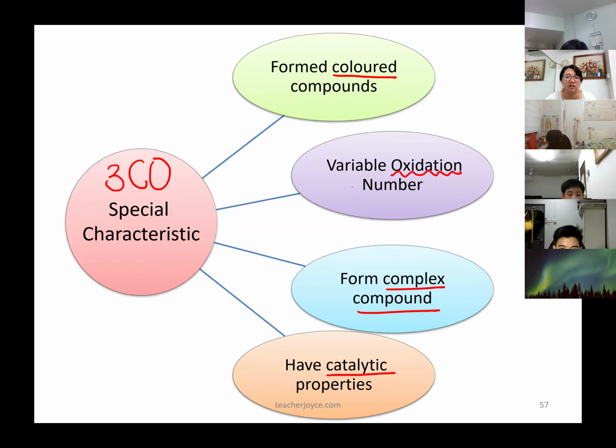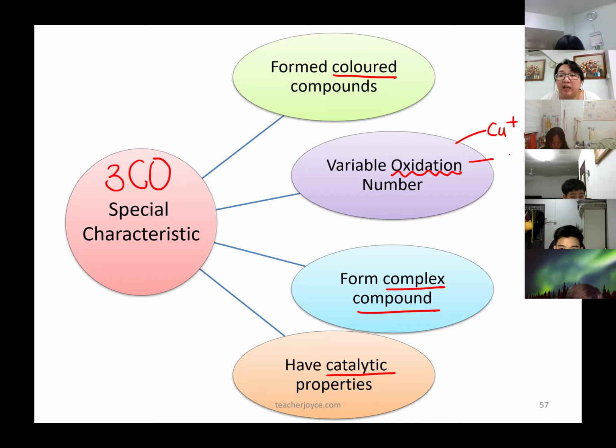Variable means many kinds. For example, in my list, who has 2 different numbers? One example. Got 1, got 2, or got 2, got 3. Come, tell me. Copper. We got copper 1, right? We also got copper 2, right, guys? Correct? Yeah.